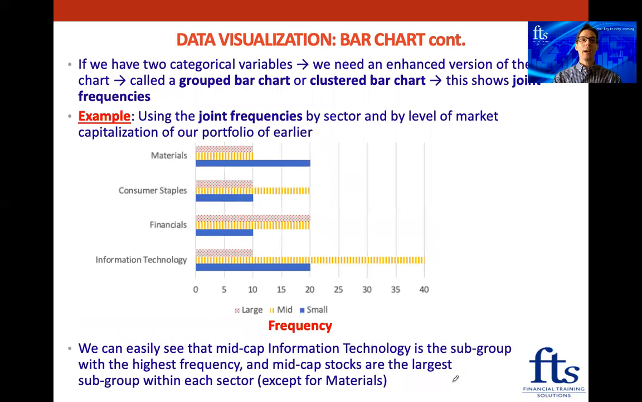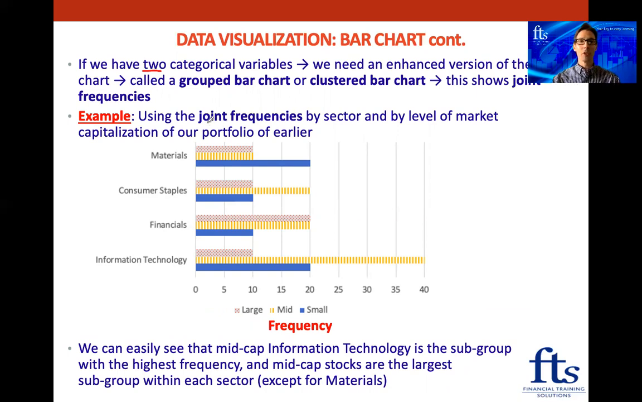Right, so now we've got a difference. Now we've got 2 categorical variables. Now we need an enhanced version of our bar chart, and this is called the grouped bar chart or a clustered bar chart. This shows us our joint frequencies that we discussed in the previous class. So here's our example that we did before.